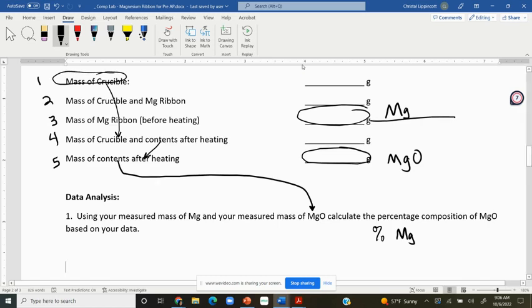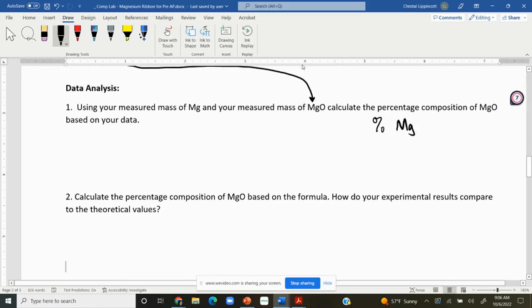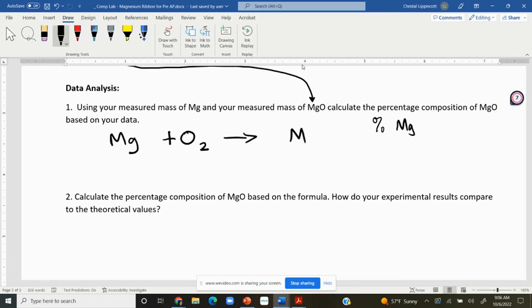So when you were doing this, what happened was you took magnesium, I'm sorry, magnesium strip. You took oxygen from the air and you created magnesium oxide. So if you want to see a balanced equation, that's what happened there. You know this from data point 3. You know this from data point 5 above.